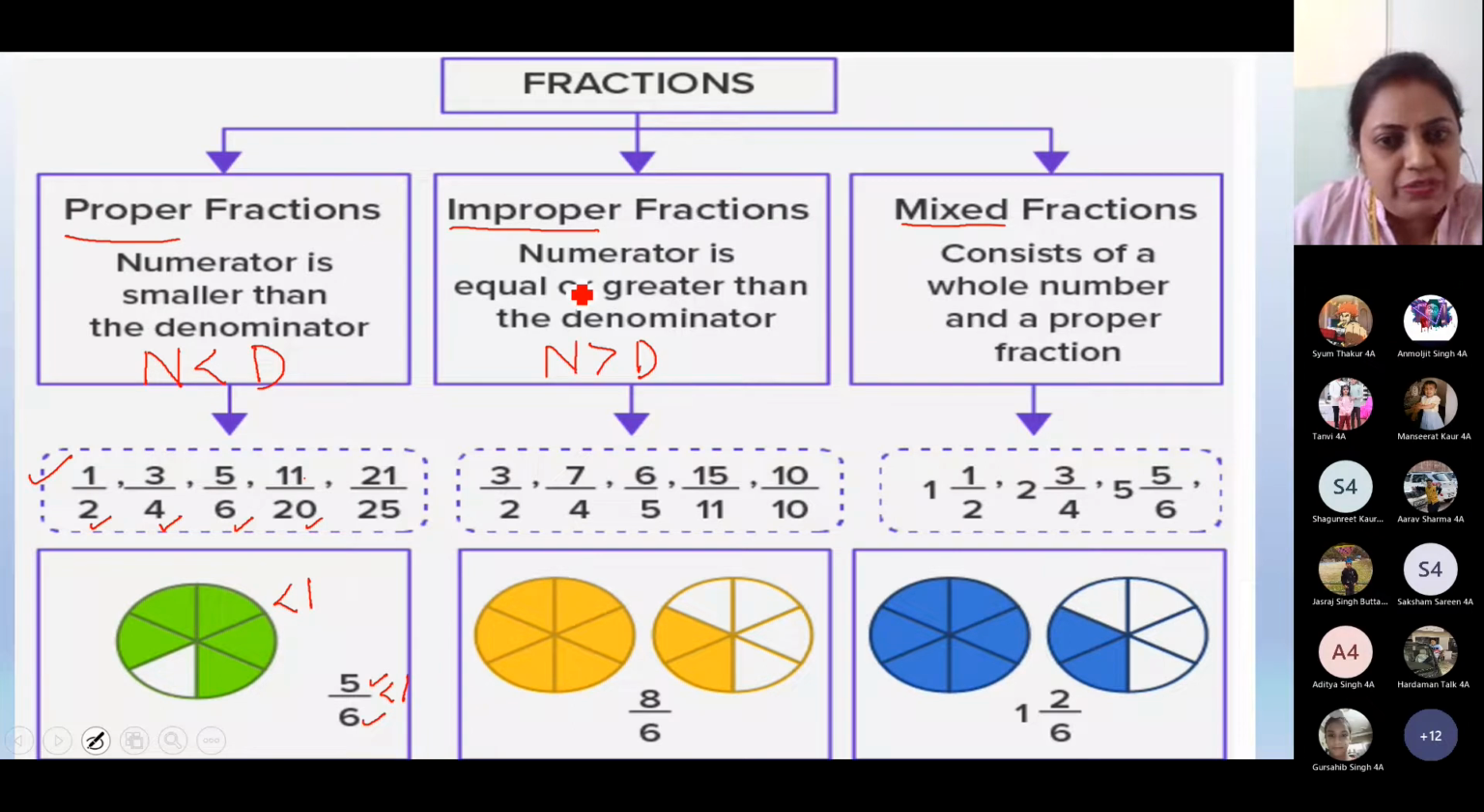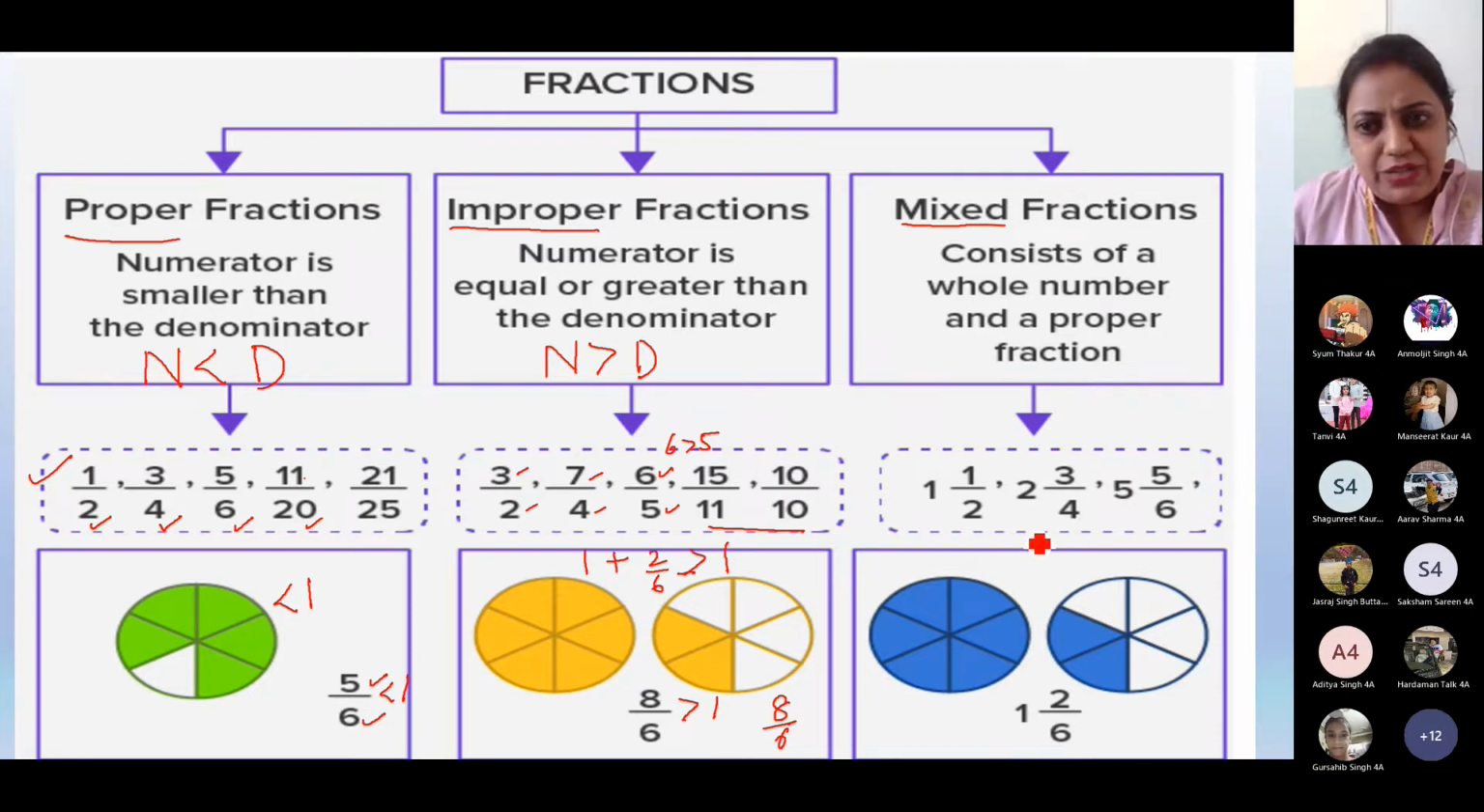Okay, so improper fractions. Look, 3 by 2, 7 by 4, 7 is greater than 4. 6 by 5, 6 is greater than 5. Numerator greater than denominator. These are improper fractions. Why are they called improper? Because they are greater than 1. How greater than 1? Look at this. This is one complete whole. Okay, 1, 2, 3, 4, 5, 6, 7, 8. It is 8 by 6, greater than 1. It represents 1 plus 2 by 6, which is greater than 1.